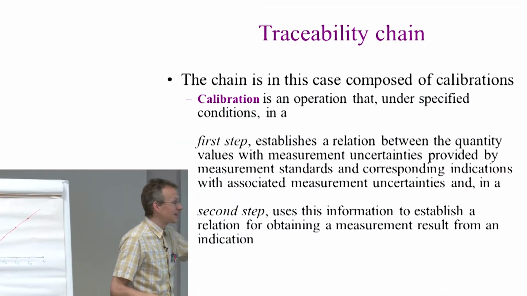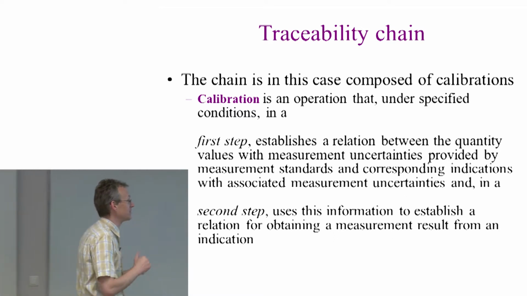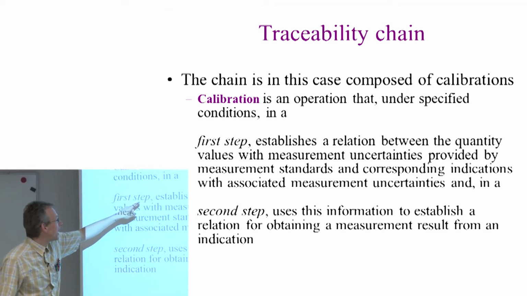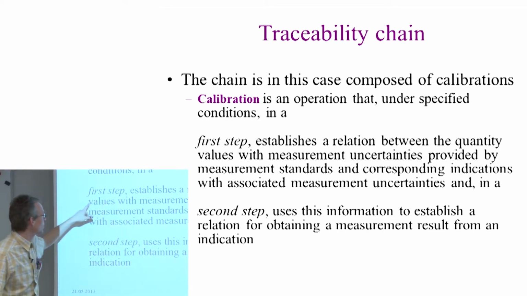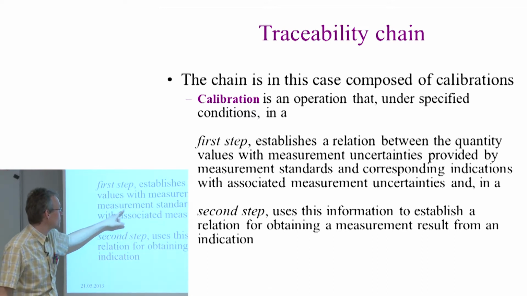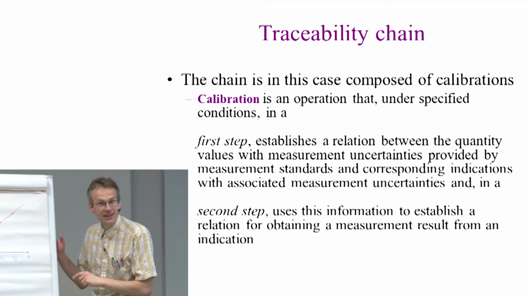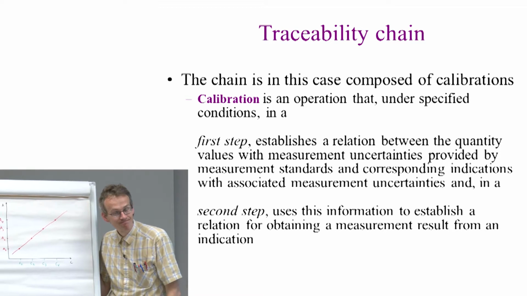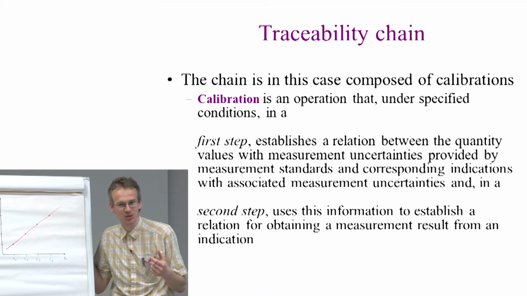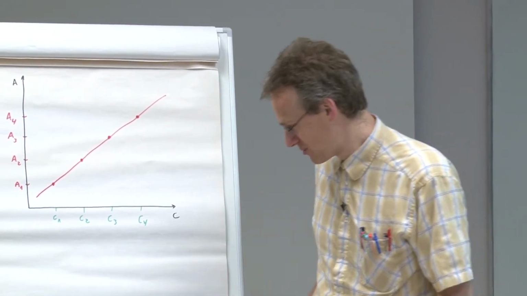Now, let us go back to the definition and see where we are in terms of this definition. So, as a first step, it establishes a relation between the quantity values with measurement uncertainties provided by measurement standards. So, what are measurement standards in our case? No, concentration cannot be a standard. Calibration solutions, yeah, these are our measurement standards.